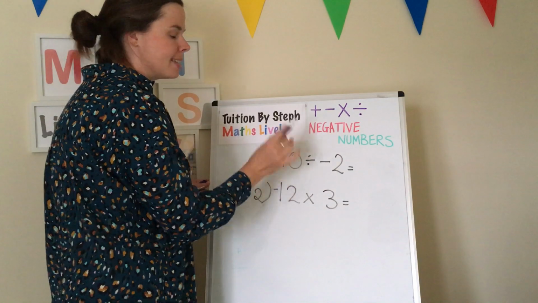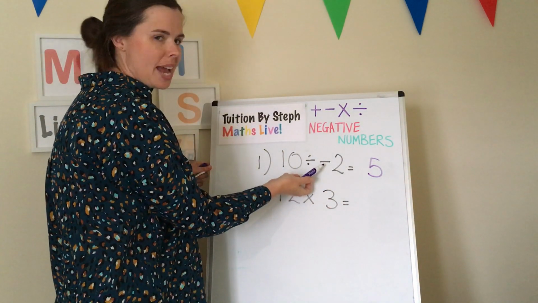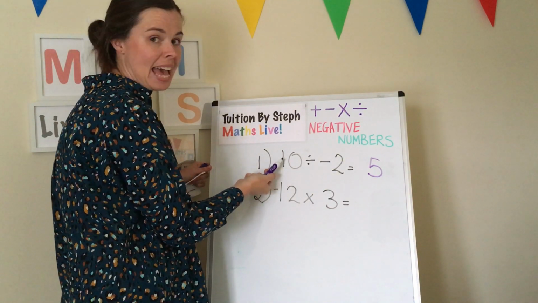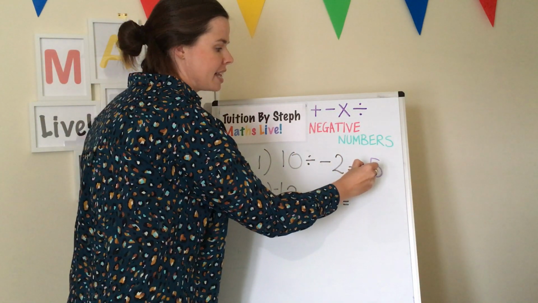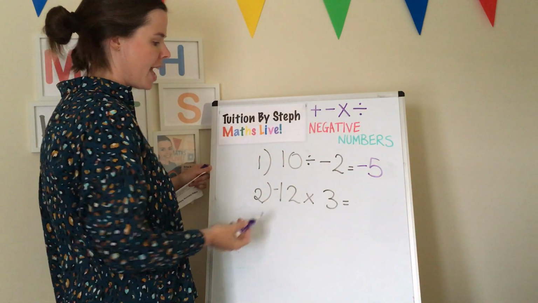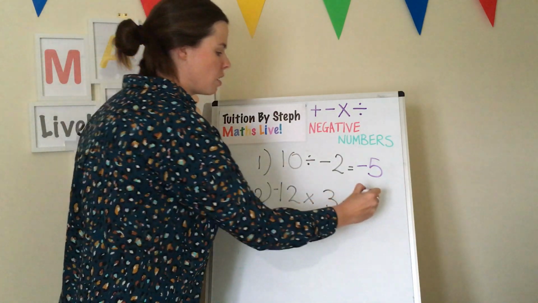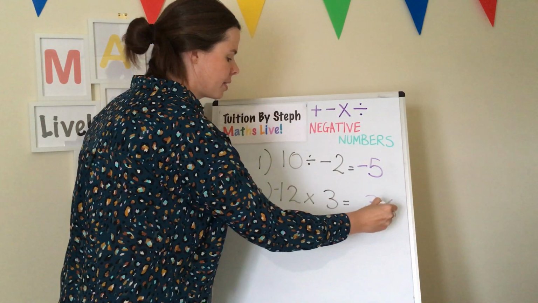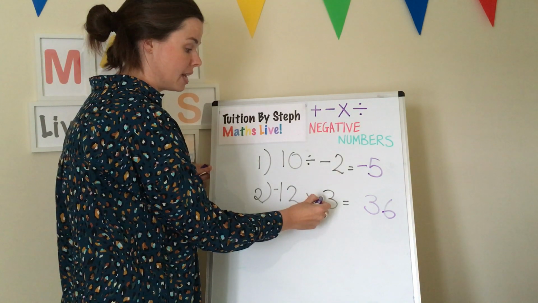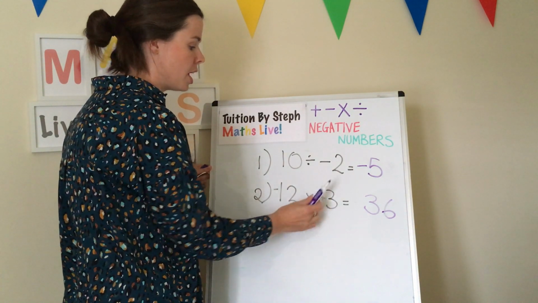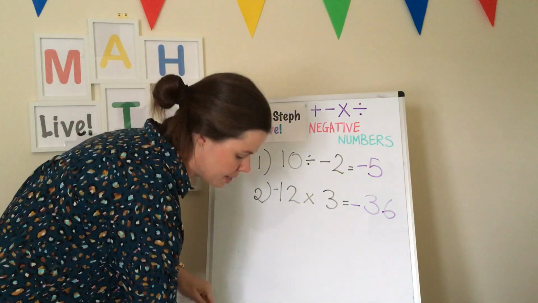So, what is 10 divided by 2? It is 5. Now then, negative 2 is a negative number and 10 is a positive number. They don't match, so it is negative. So the answer is negative 5. And it's the same here. 1 12 is 12, 2 12s are 24, 3 12s are 36. Now, we've got negative 12, but a positive 3. There's a hidden positive there because it's just 3 on its own. So they don't match. So it's negative 36.